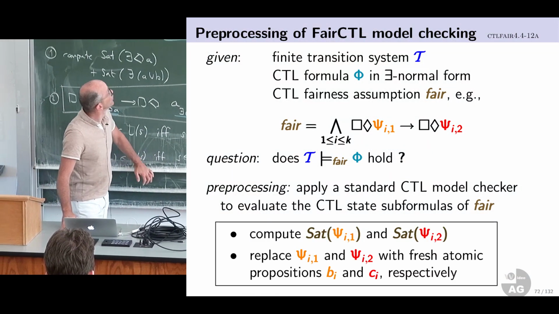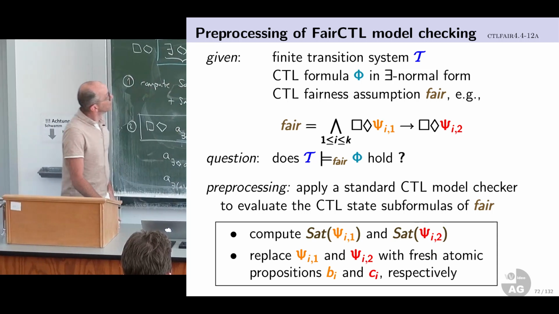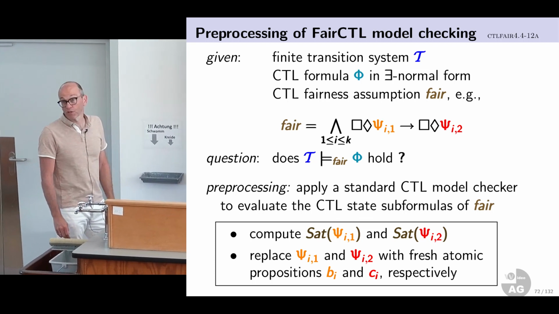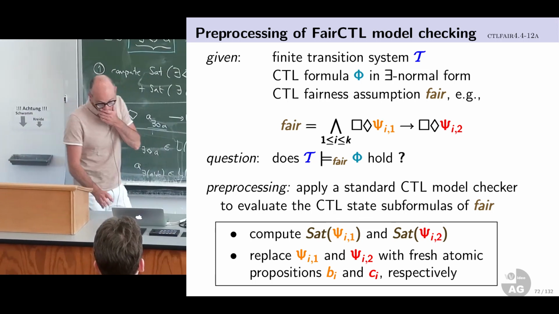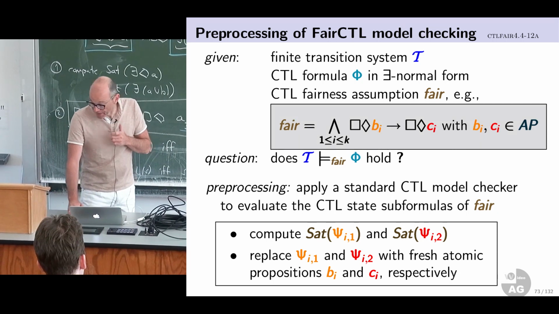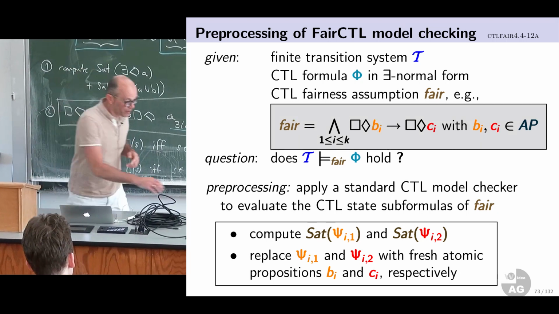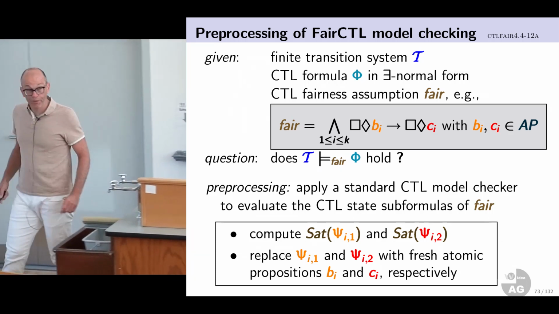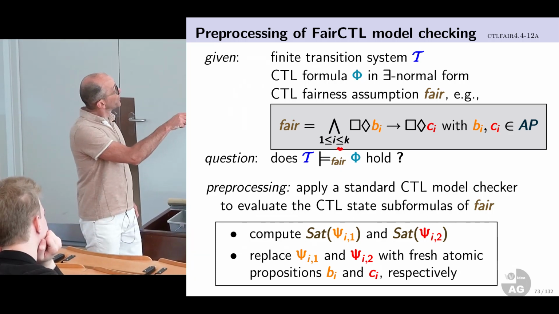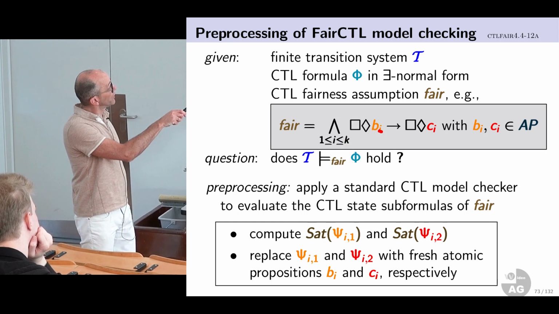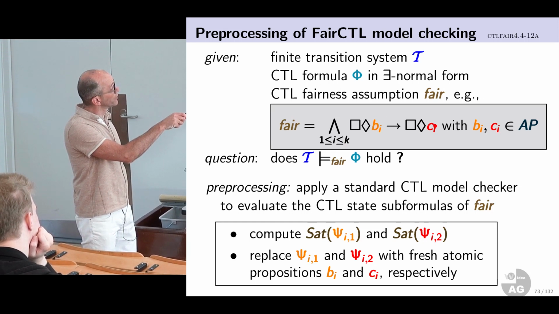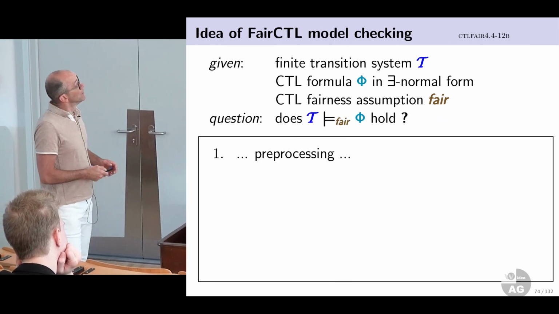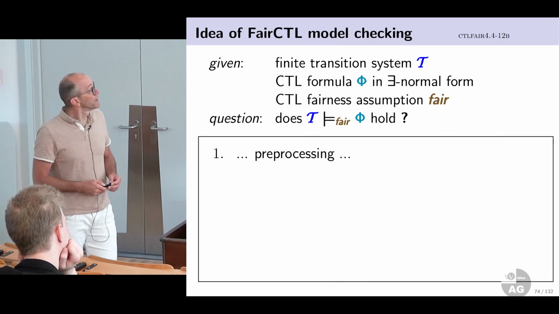So you compute for all these subformulas the satisfaction sets with a standard CTL model checker, and you replace them by fresh atomic propositions. Good. So that means that in the end we have reduced our strong fairness assumption to a shape of the following form. Still we have K strong fairness assumptions: infinitely often some atomic proposition Bi, infinitely often some atomic proposition Ci. Good, that was the pre-processing.